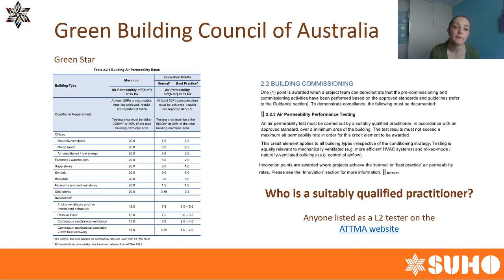So in order to get one Green Star point, it's not super difficult. In order to get the innovation points that are associated with normal or best practice, that is a little bit more difficult, and you would more than likely have to get some advice to achieve normal practice, and definitely to achieve best practice air tightness if you were going for those innovation points. So you'll get 1 point for achieving a permeability of 20, 2 points for achieving a permeability of above 7, and 3 points for achieving a permeability above 3 in a naturally ventilated office, just in this example.